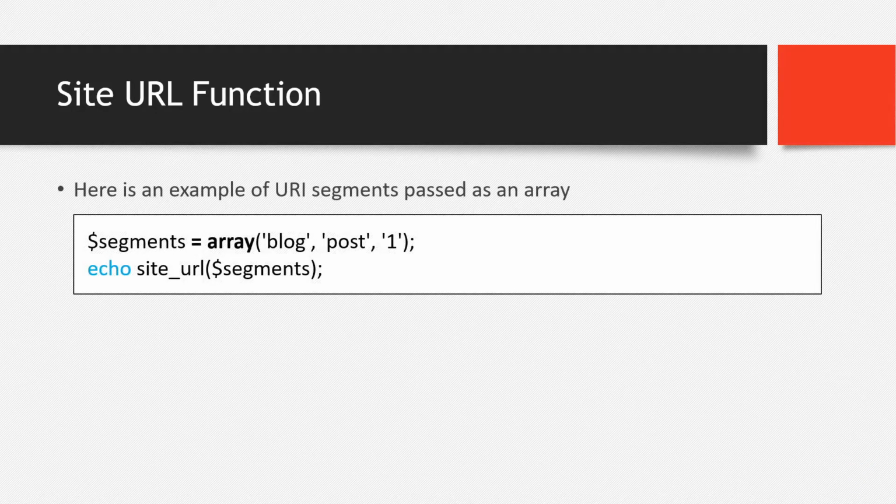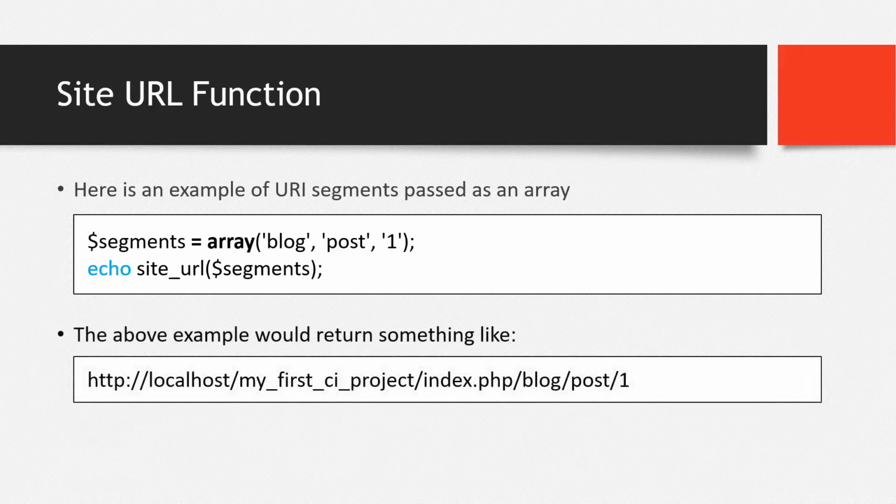Okay, so ito naman yung example using an array as the segments. So the output will be the same nung kanina. Yung pinagkaiba lang is how we pass the URI segments. Okay?